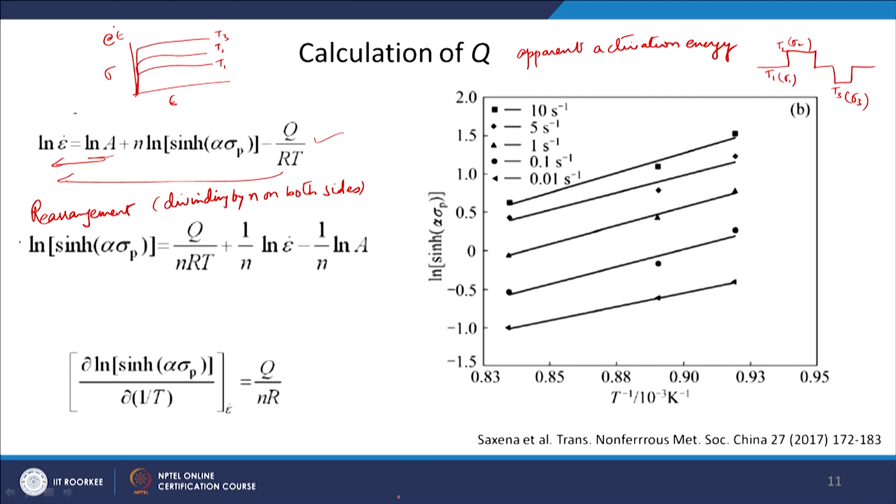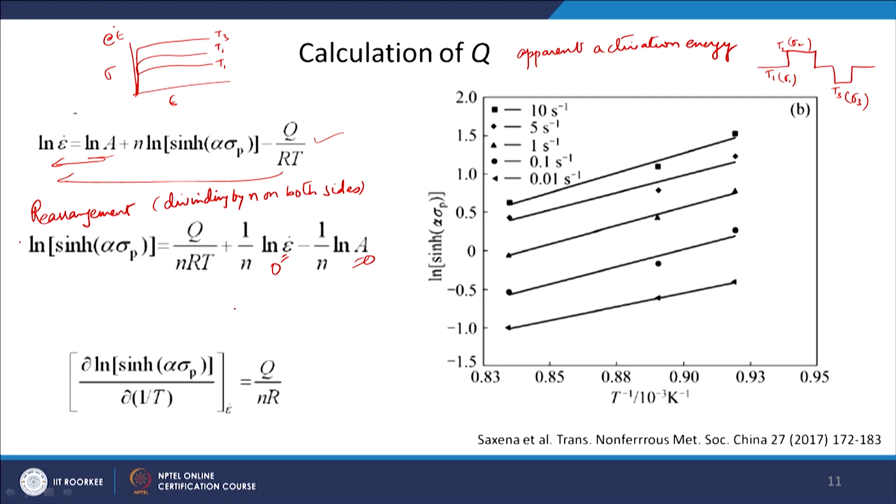Okay. Nothing difficult here, and again we will do a differentiation. Okay. Now, this is at a constant strain rate. So, this is going to be 0. Okay, at a constant strain rate, this is already a constant. So, del ln sinh alpha sigma p upon del 1 by T, so 1 by T is my other variable, will be equal to Q upon nR.